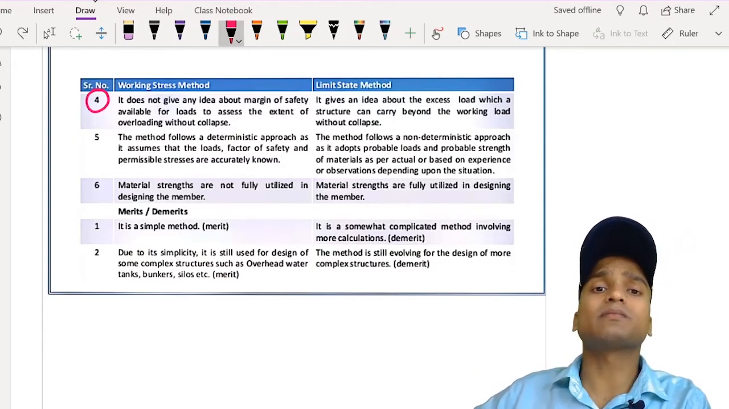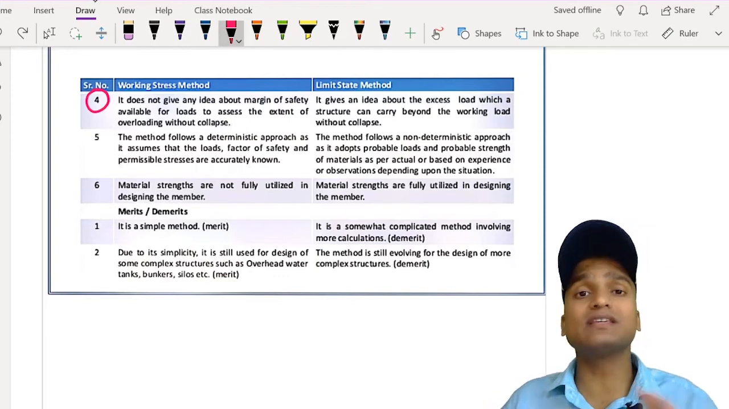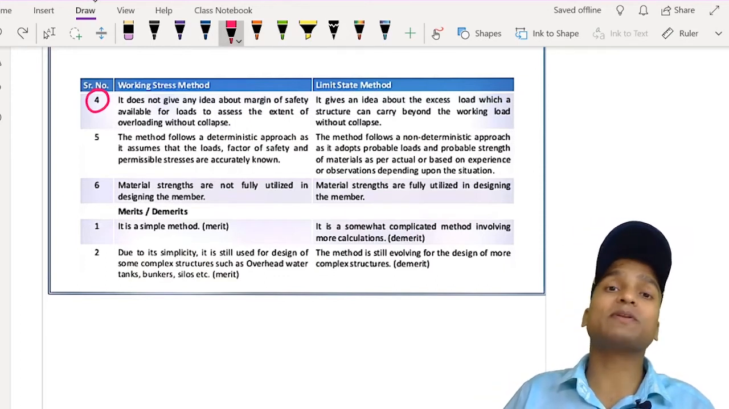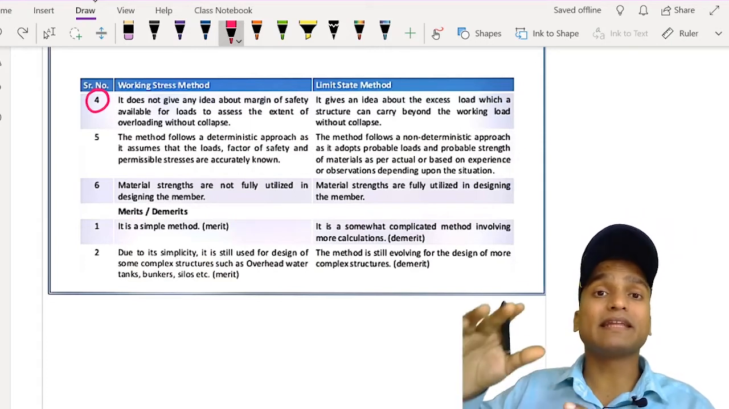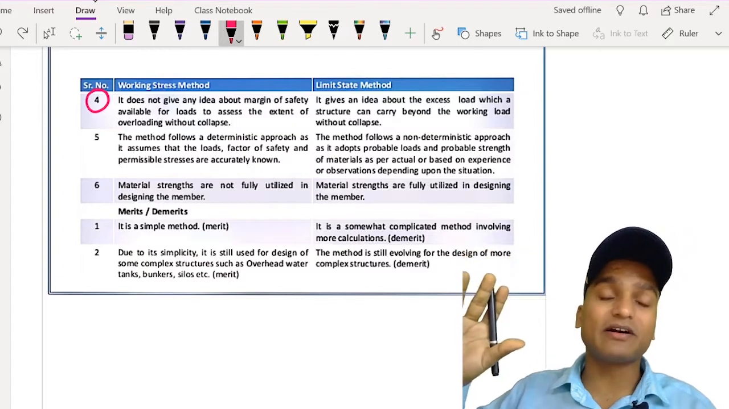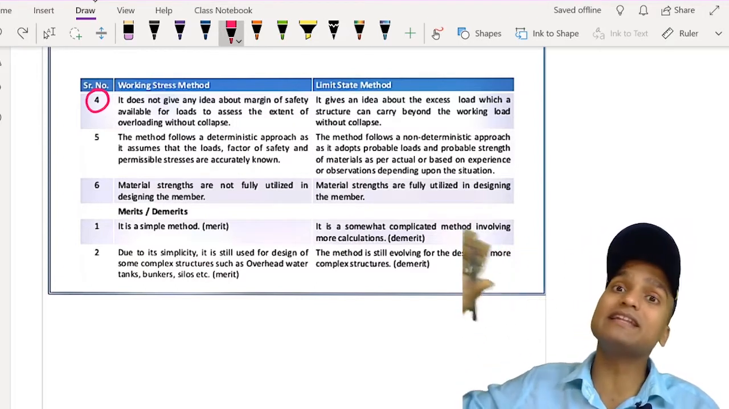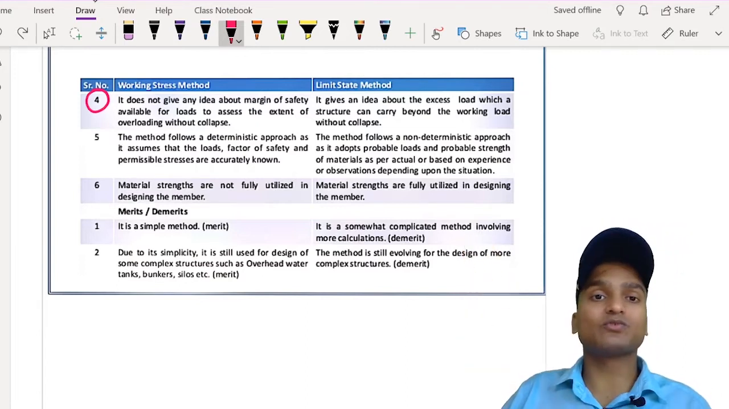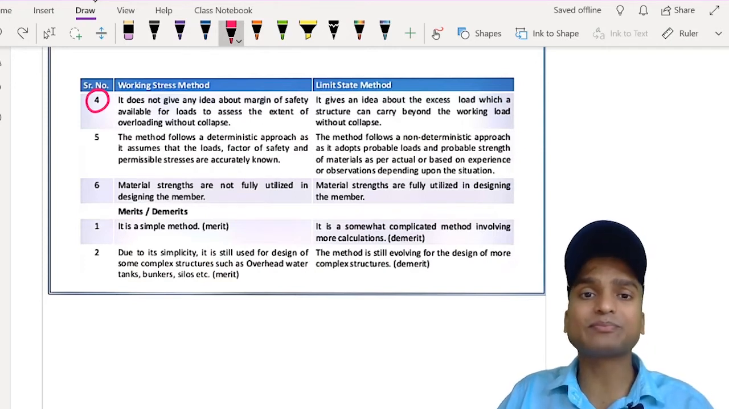Whereas in the limit state method it gives us an idea about the excess load which a structure can carry very easily beyond the working load also without getting collapsed, because in LSM we take in our mind a limit state, a hypothetical state before the collapse has occurred, and we design for that acceptable requirements for that state. So it surely gives us an idea about the excess load which the structure can carry.